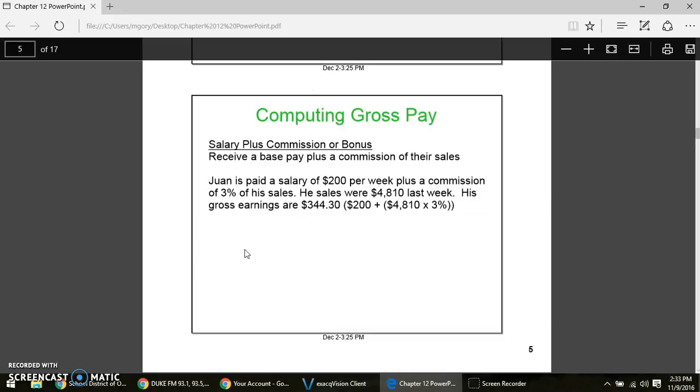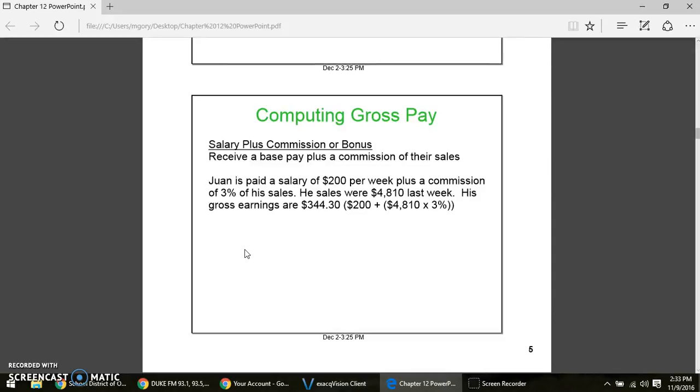Now, if you are an employee who earns a salary plus commission or bonus, that means that you might receive a base salary plus a commission. In this case, Juan is paid a salary of $200 per week plus a commission of 3% of the sales that he generates. His sales were $4,810 last week. His gross earnings then are going to be $344.30, which is calculated by taking his base salary of $200 plus the sales times the percentage of the commission.